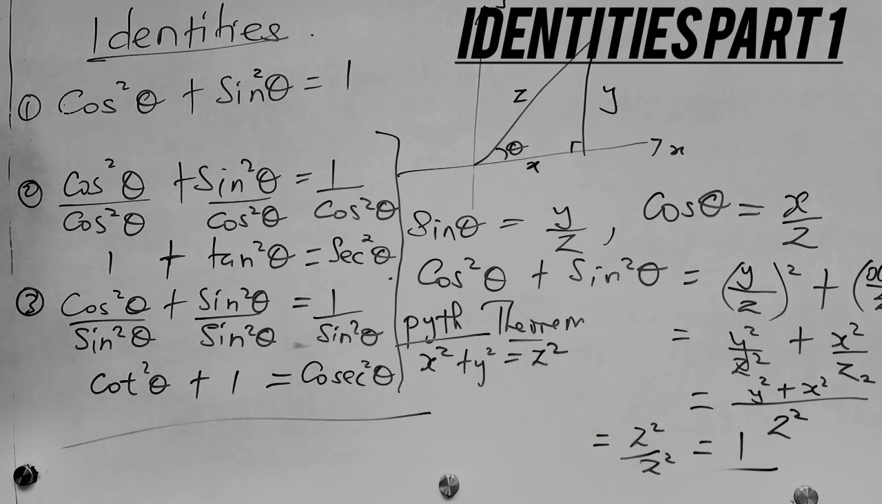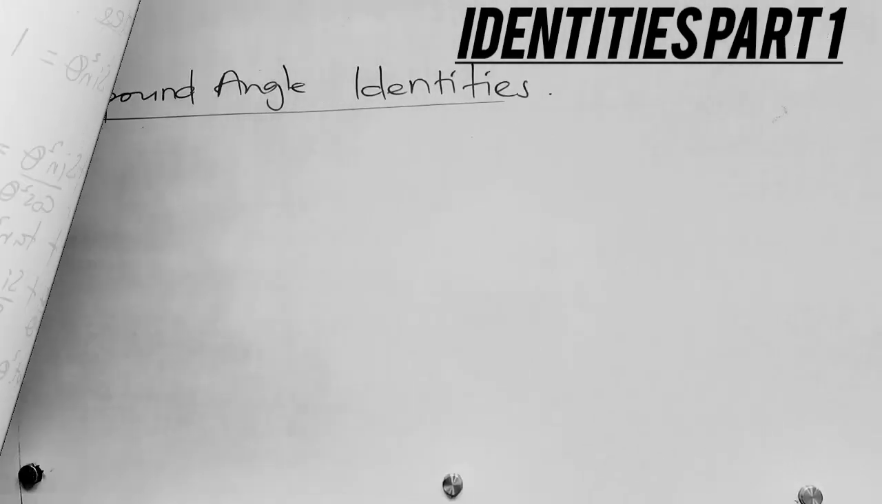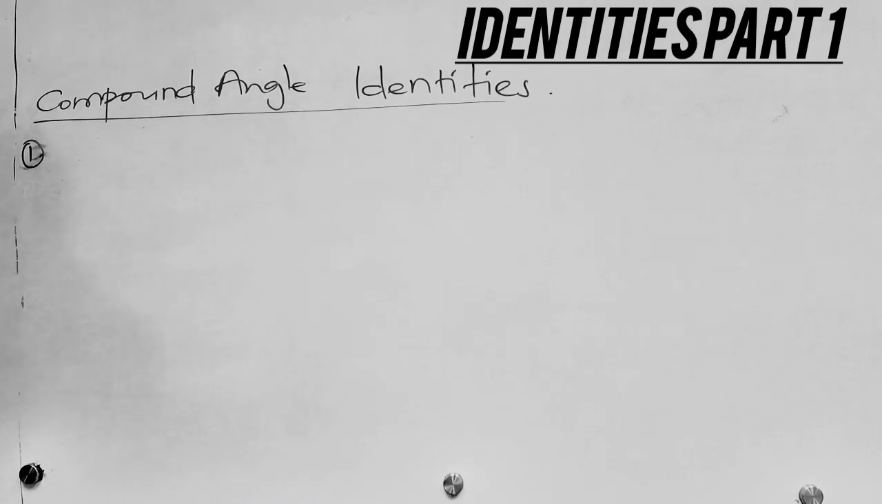Now let's see the next part, which is compound angle identities. A compound angle is two or more angles that are combined together to form one angle. For example, given theta and alpha, they can compound to form one angle.